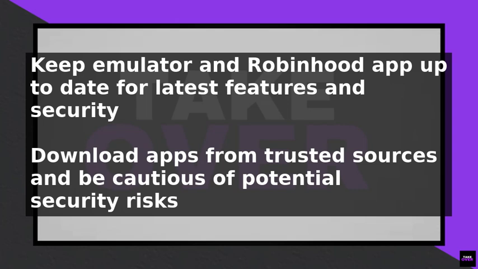In terms of best practices, make sure to keep your emulator and the Robinhood app up to date to ensure you have the latest features and security patches. Also, be cautious when downloading and installing apps from the Play Store, and only download apps from trusted sources. By following these steps and best practices, you can successfully download and use the Robinhood app on your PC.